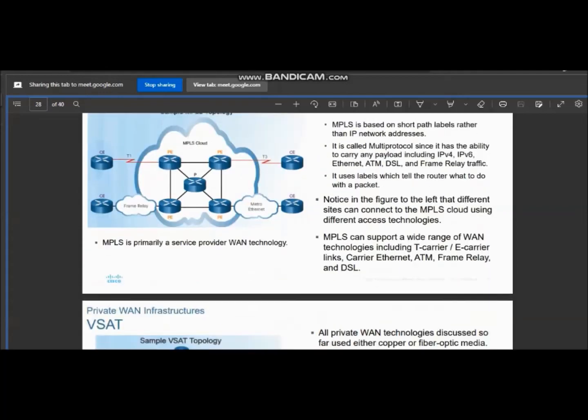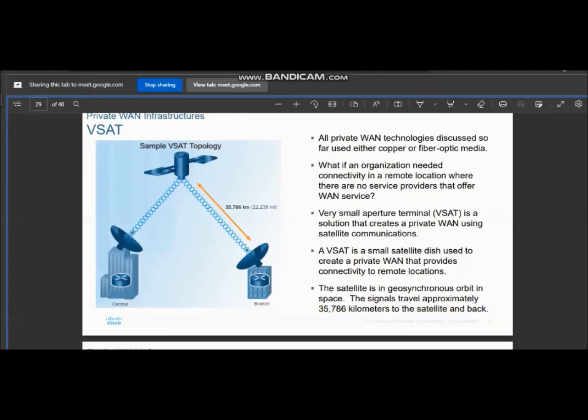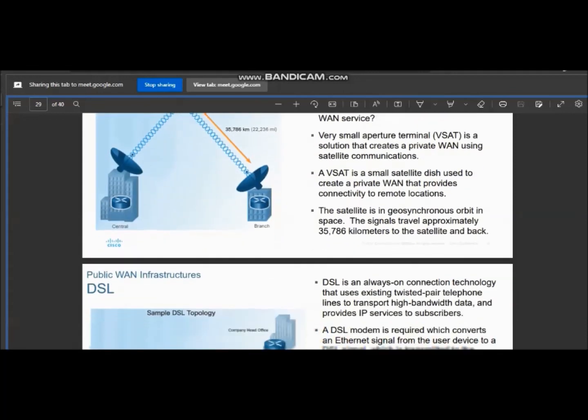Next is VSAT. All private WAN technologies discussed so far use either copper or fiber optic media. A VSAT is a small satellite dish used to create a private WAN that provides connectivity to remote locations. The satellite is in geosynchronous orbit in space. The signals travel approximately 35,786 kilometers to the satellite and back.